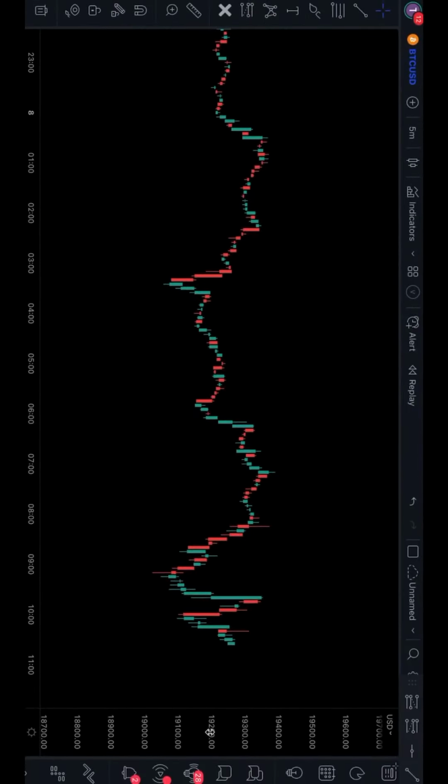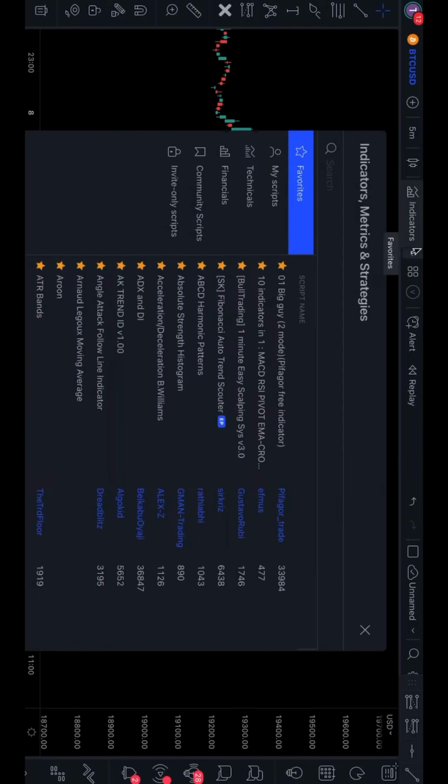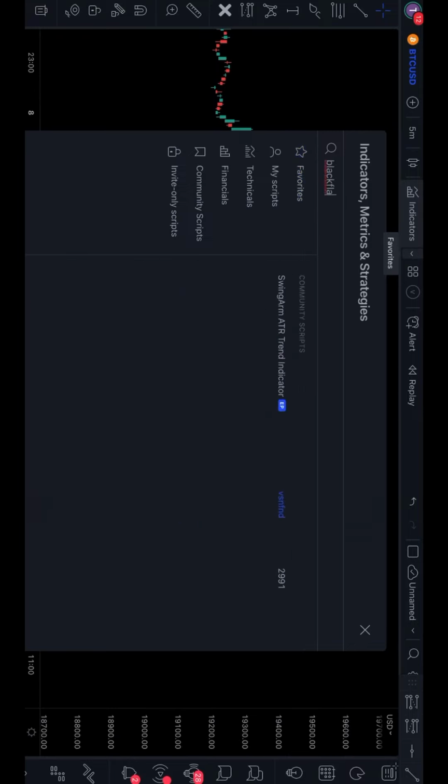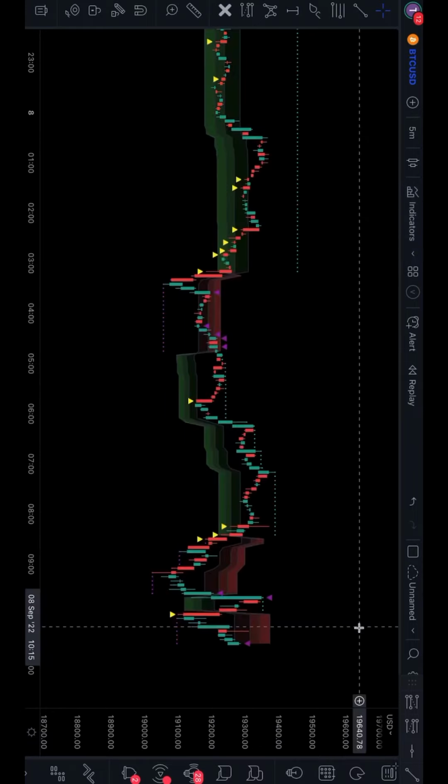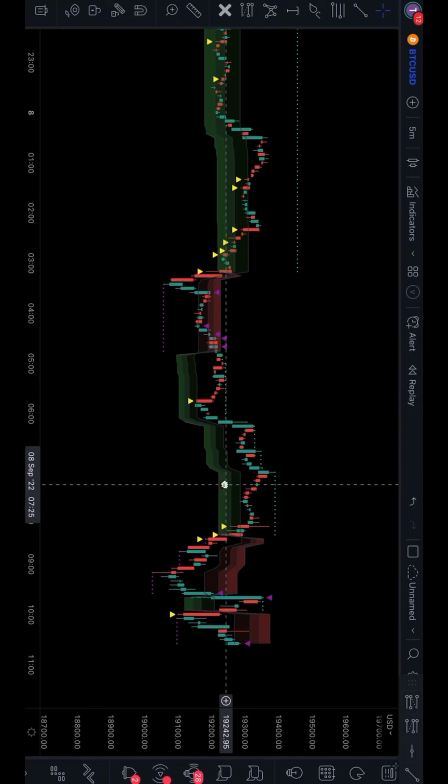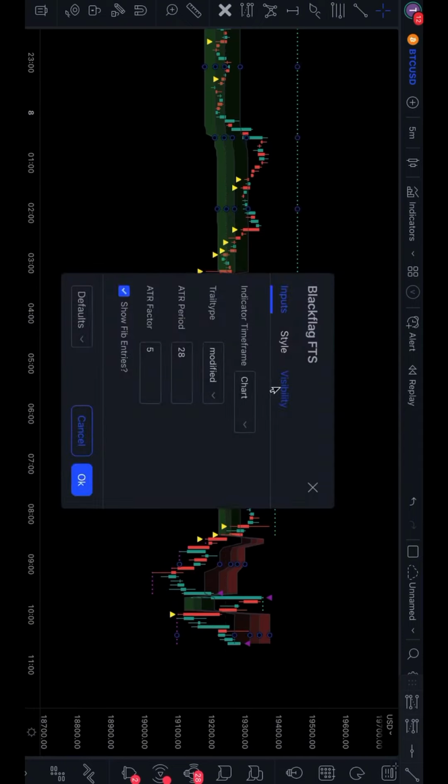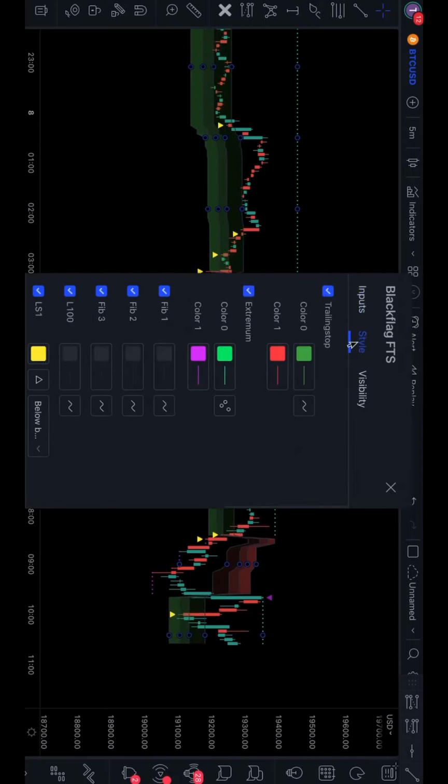Alright, so we are in BTC USD on a 5-minute time frame, and now let's go ahead and build our strategy. In order to find the first indicator, we need to type in Black Flag. Let's select the Swing Arm ATR Trend indicator by VSN FND. Now we need to access the settings on this indicator. In the input section, let's change the ATR factor from 5 to 6, and in the style section, let's remove everything except for the plot's background.